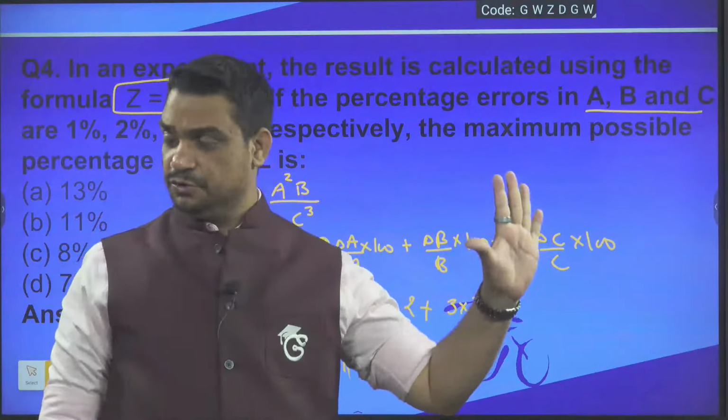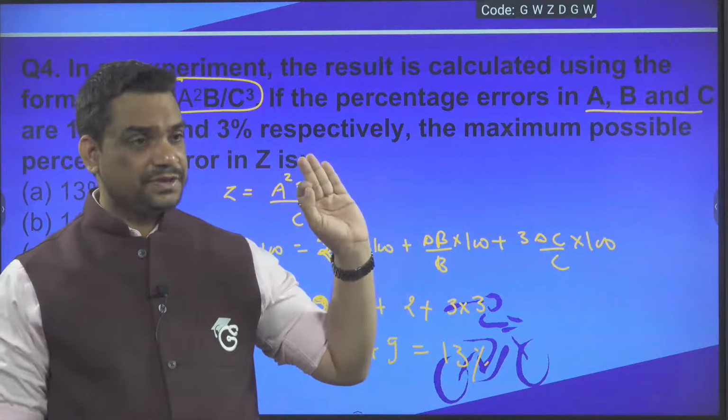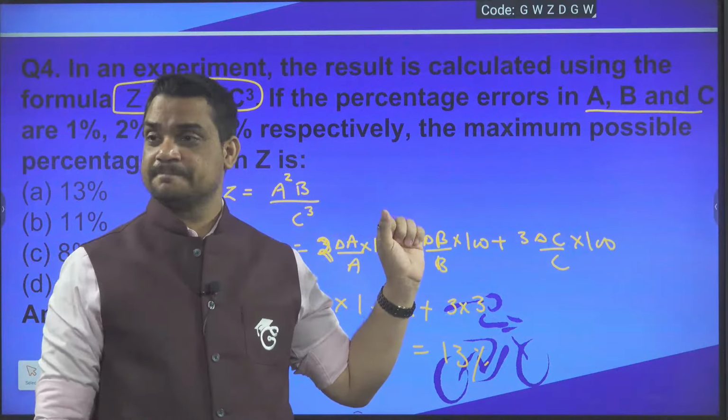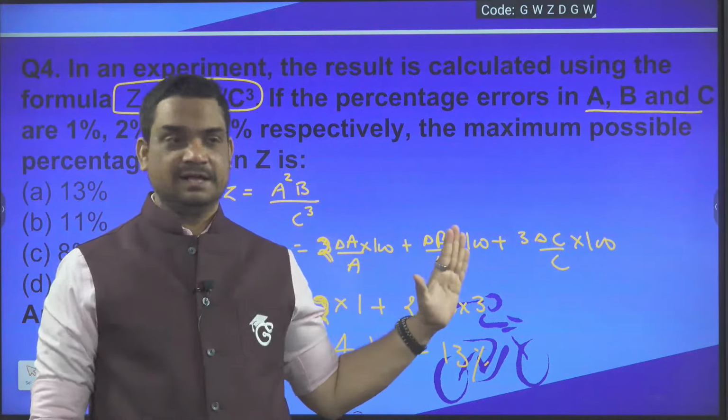Clear? Power of A is 2. Can we do power based questions? Everyone can do power based questions? Clear.